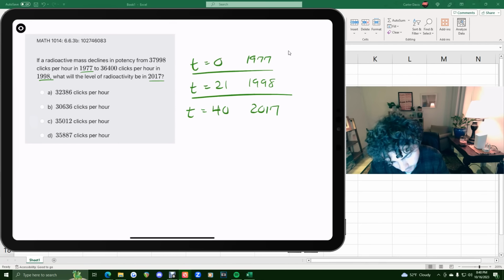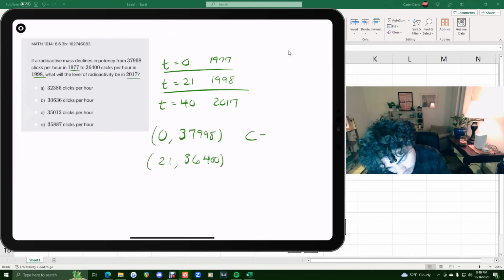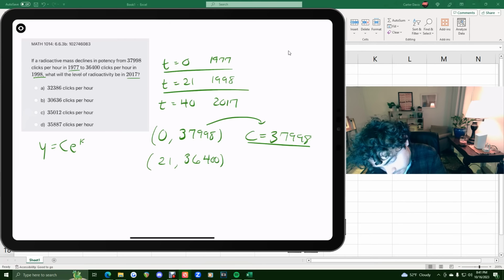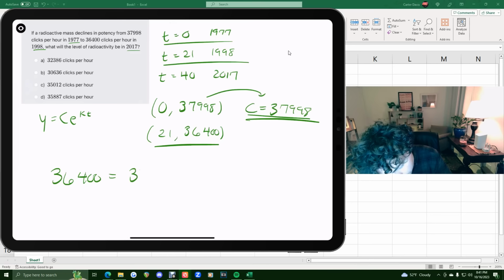Okay, so for these first two values, let's come up with our ordered pairs. We have 0, 37,998 for the number of clicks. For the next ordered pair, we have 21 in the year 1998 with 36,400 clicks. We have our C value now of 37,998, which comes from the first ordered pair. We set up the equation y equals CE to the KT using this ordered pair and the C value. So we have 36,400 equals 37,998 e to the k times 21.